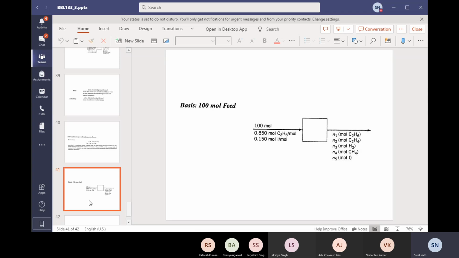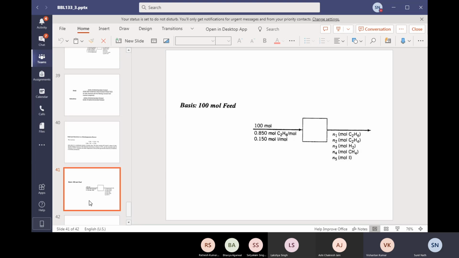Which one do you expect? Do you expect the yield based on feed to be larger or the yield based on consumption? So consumption. All right, very nice. By how much? You can always first calculate one and then the other. Based on feed, I got around 47%, and based on reactant consumption, I got around 94%.